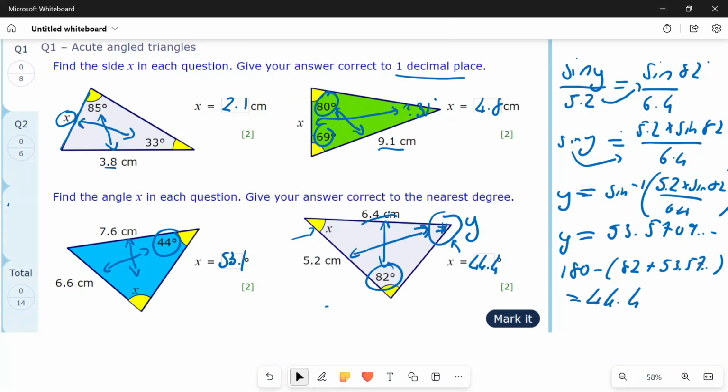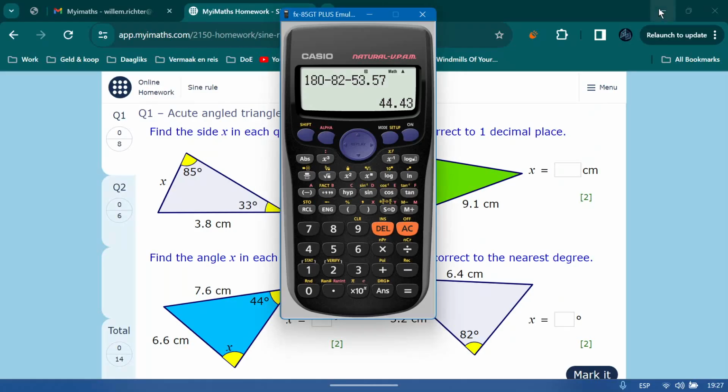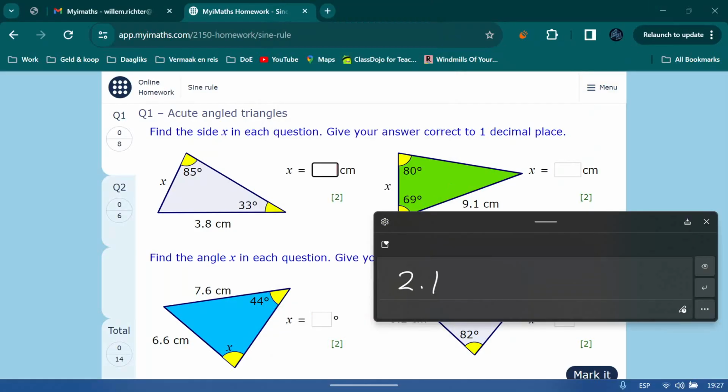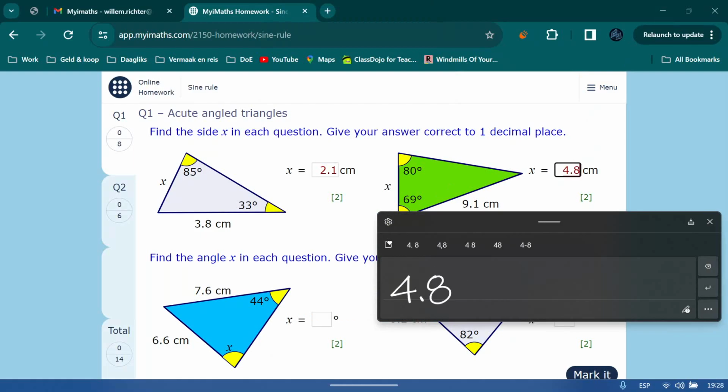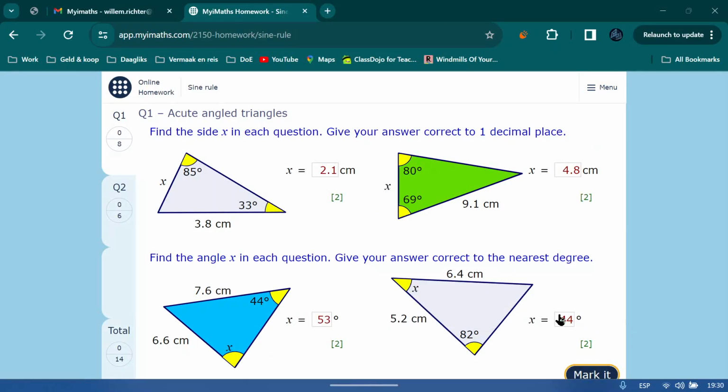Here comes the big moment. Are we correct? Let's put them into the answers. 2.1, 4.8, and 8 out of 8.